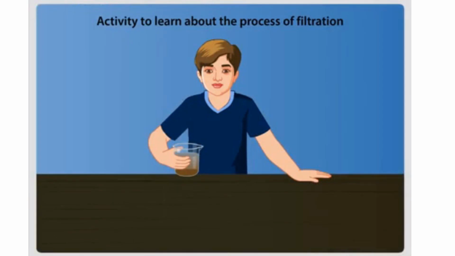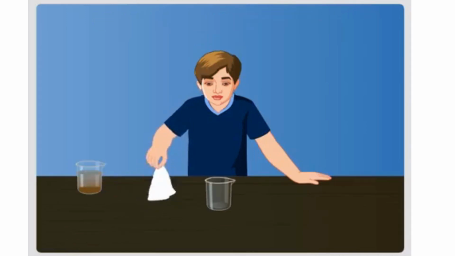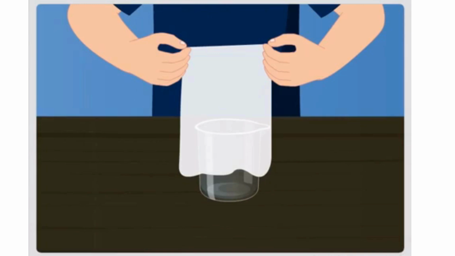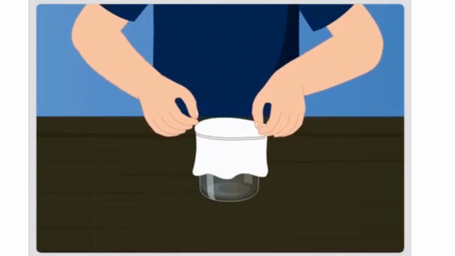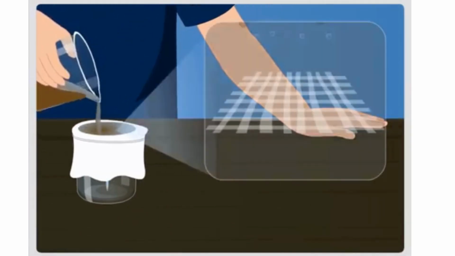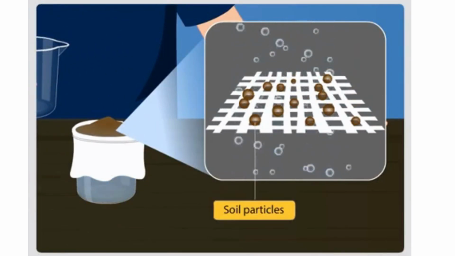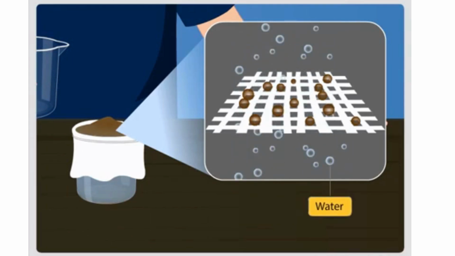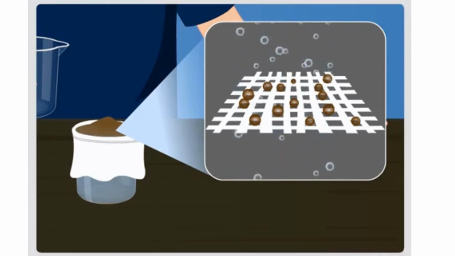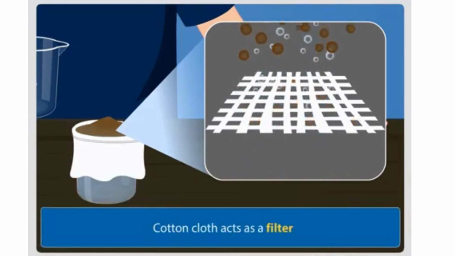We will now perform an activity to learn about the process of filtration. Take soil and water mixture in a glass beaker. Now take a small piece of cotton cloth. Take another glass beaker and put the cloth on top of it. Now pour the mixture through the cloth. What do you observe? You will observe that soil particles remained in the cloth while the water passes through the cloth and gets collected in the second beaker. Do you know why? This is because cotton cloth acts as a filter.